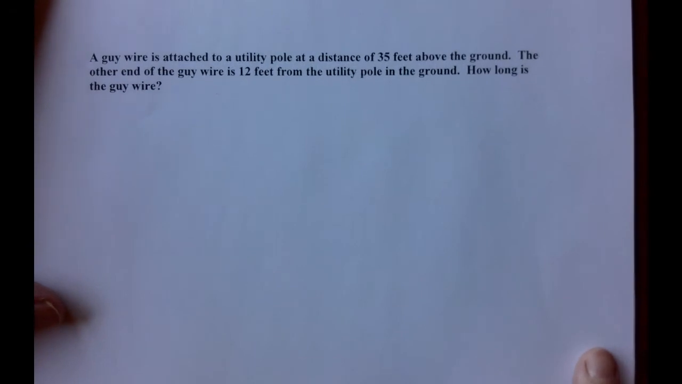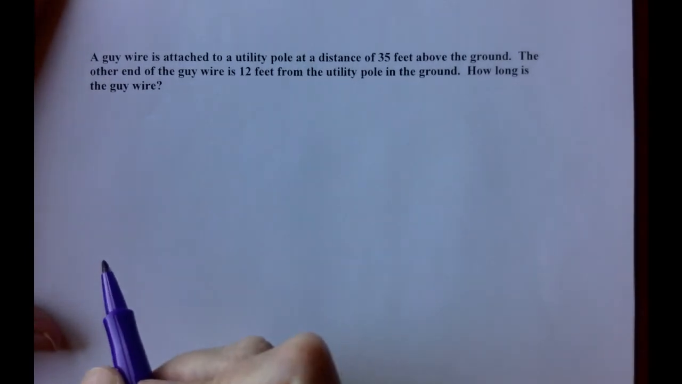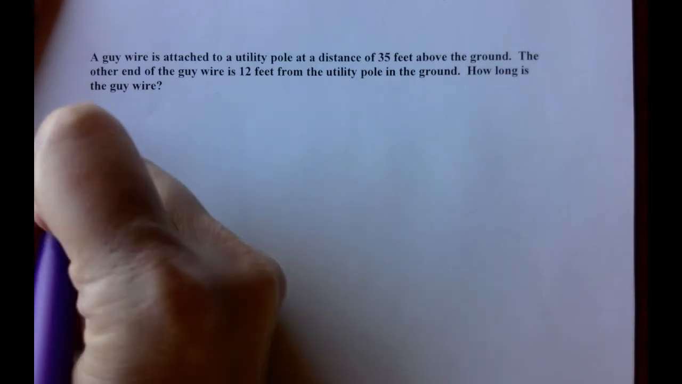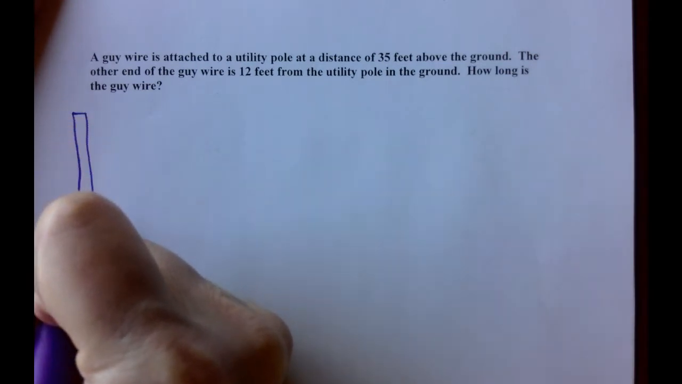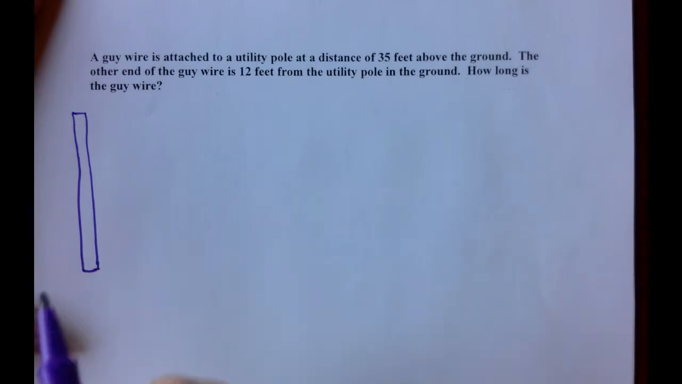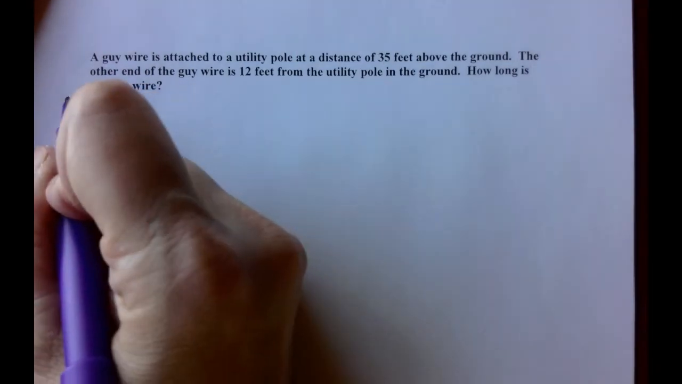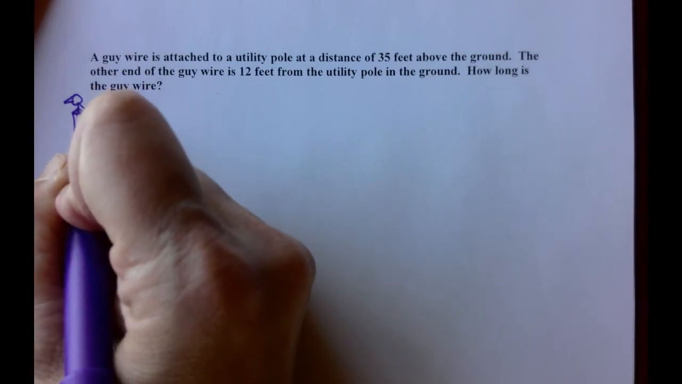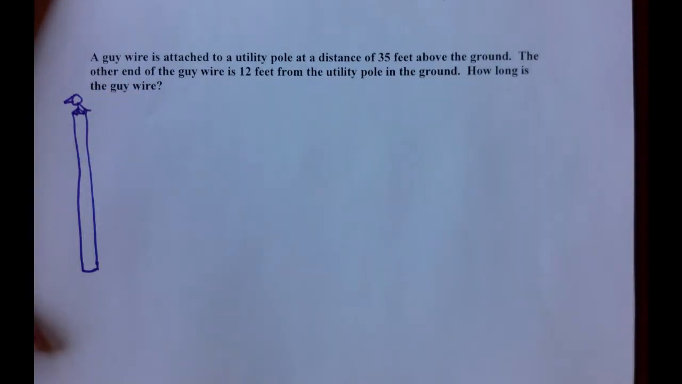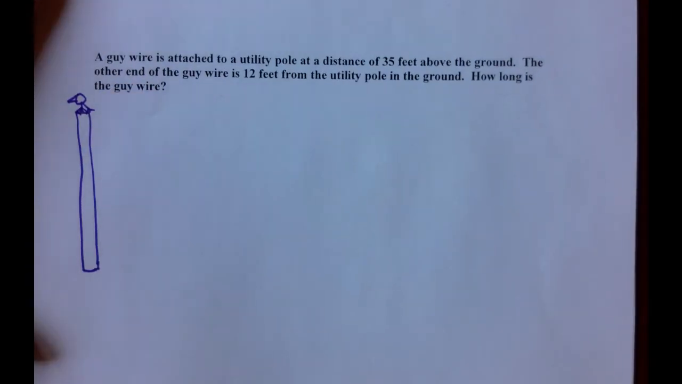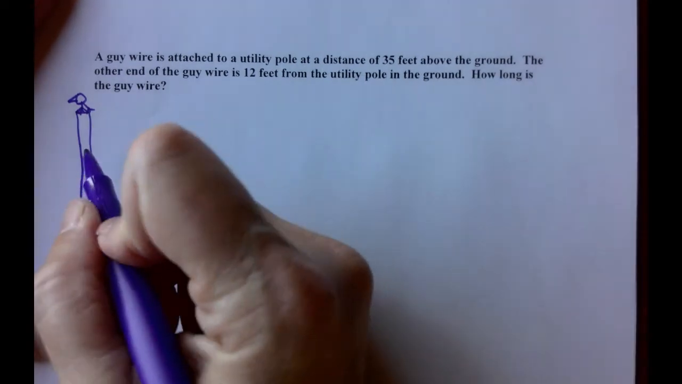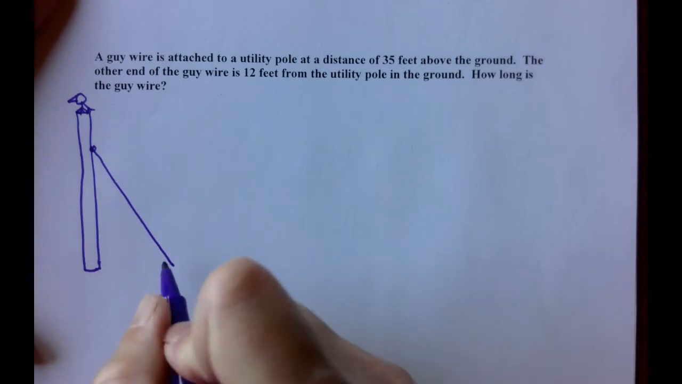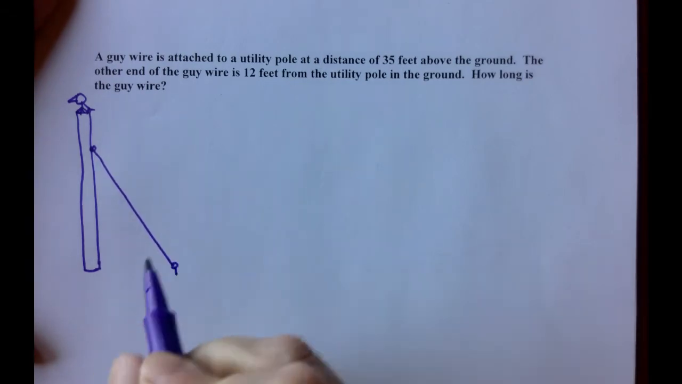So if we need to figure this out, I'm going to organize with a diagram. I'm going to make a utility pole over here. And if you want to make it as a little rectangle to make it look more like a pole, that's fine. Here's a bird on top of mine. You can judge my artwork later. Let's see. We have a guy wire attached, and then the wire comes down and is hooked into the ground, someplace down in here.